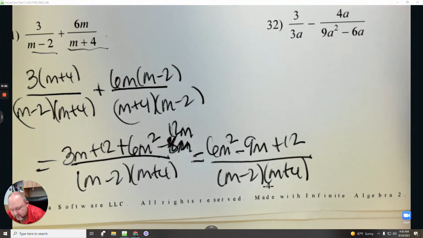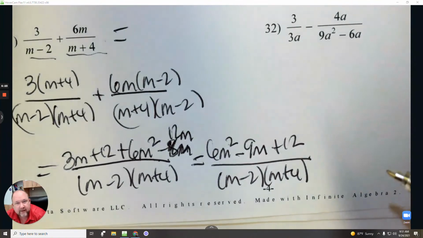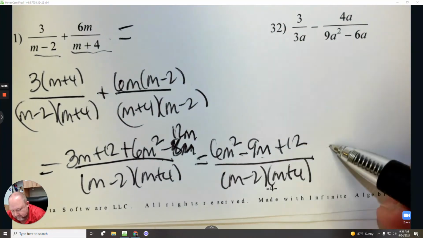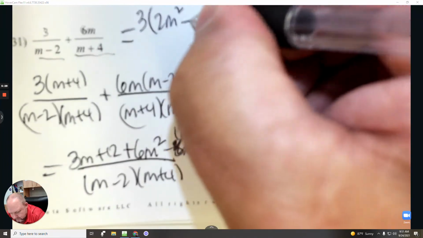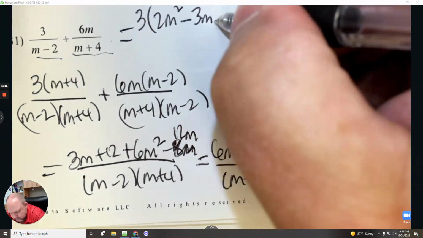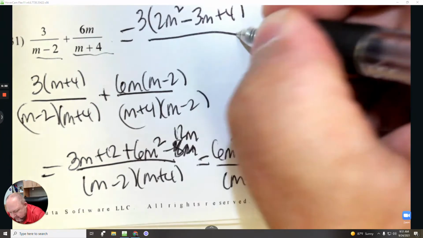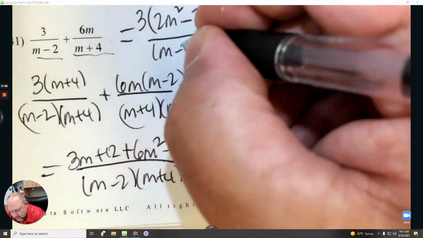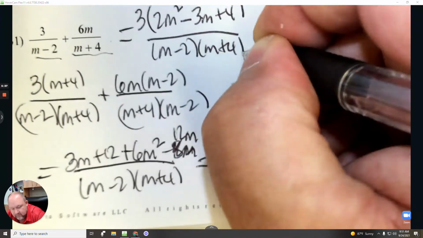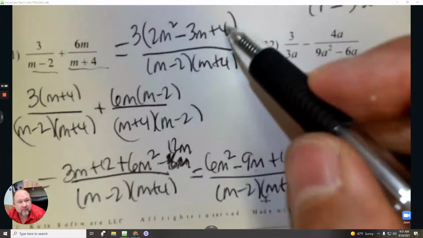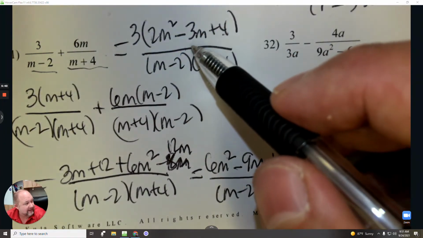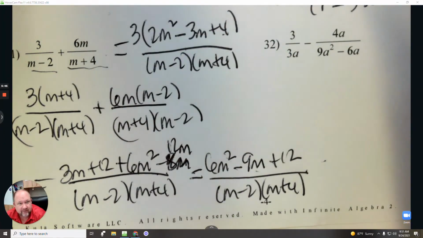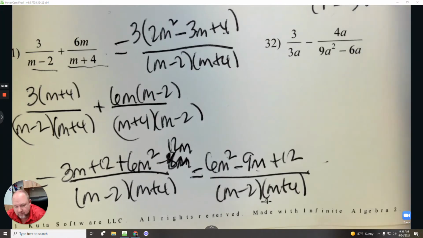I'm trying to see if it's factorable or not. I'm going to continue up here. I'm going to factor out a 3. It's not factorable. And what I'm looking for, 2 times 4 is 8 and negative 3. There's no numbers that multiply to 8 and add to negative 3. So that's done.